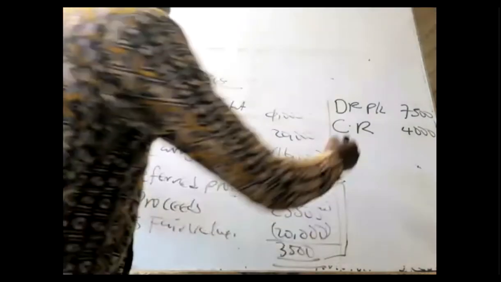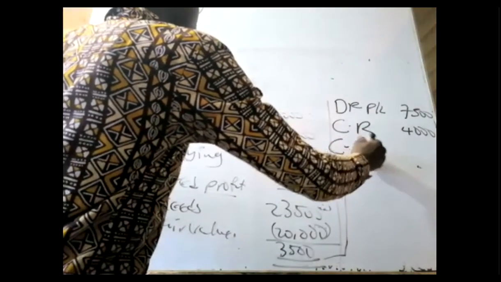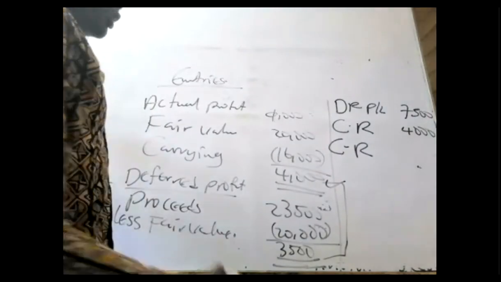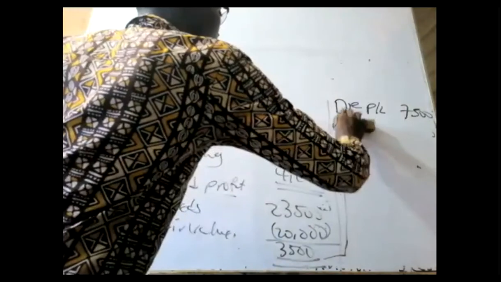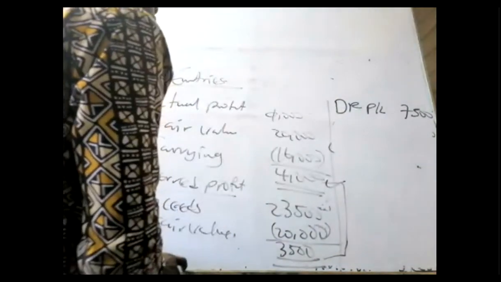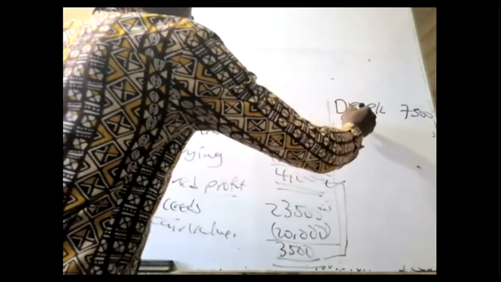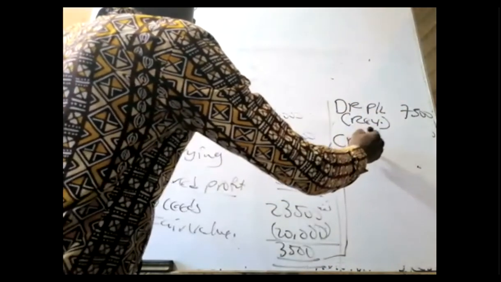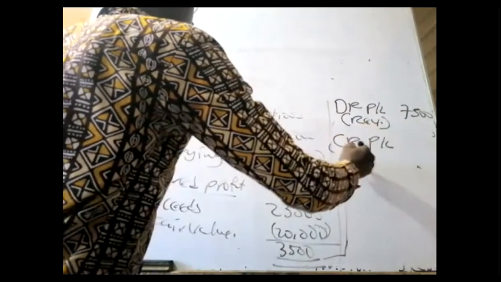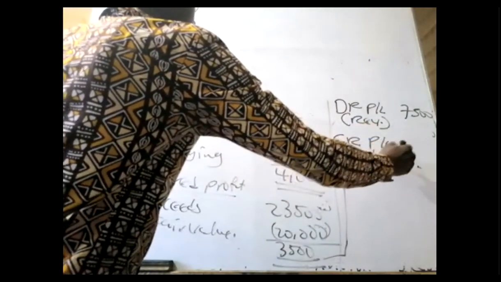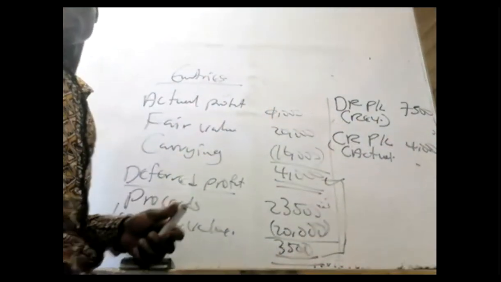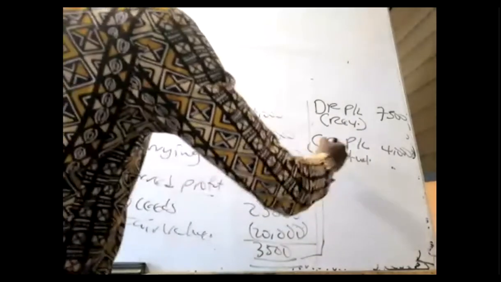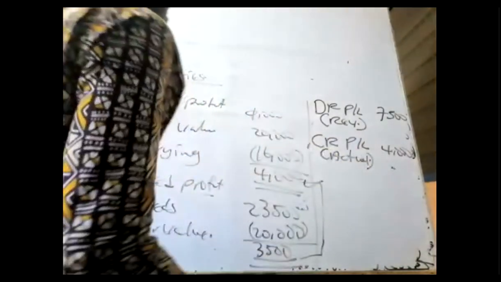And again, I'll credit. In fact, here I need to provide names. So here, reversing what they've done, reversing their profits, and then I'll credit the P&L back with the actual profit of 4,000. Actual profit is 4,000. Agreed. Good.